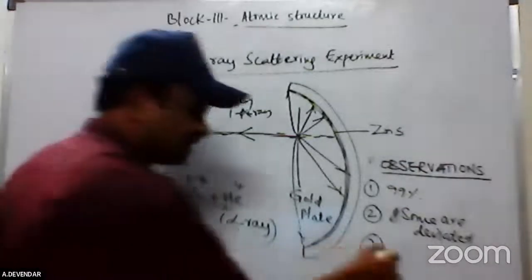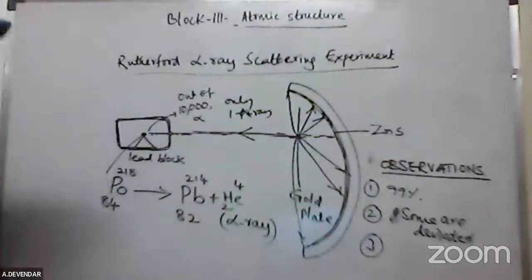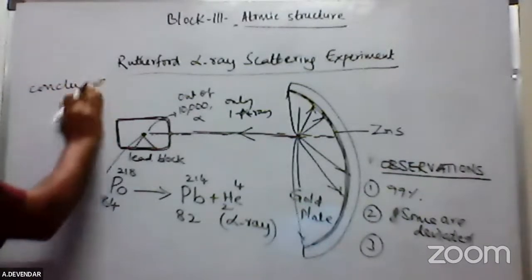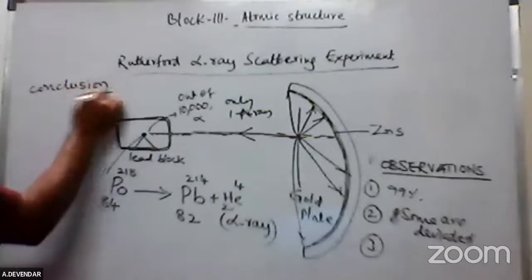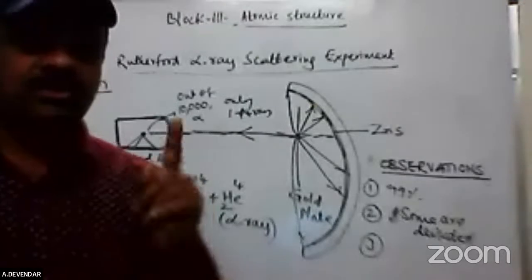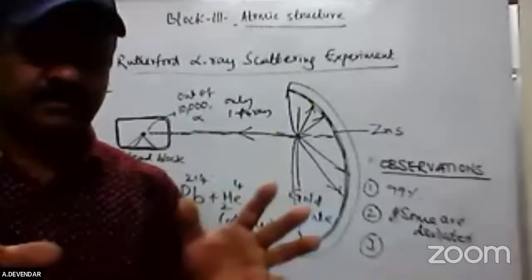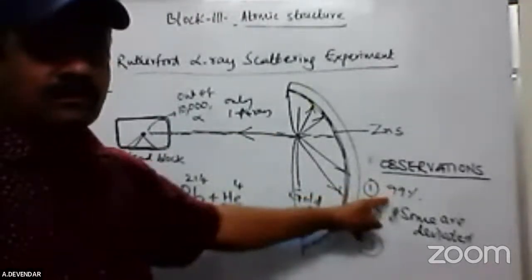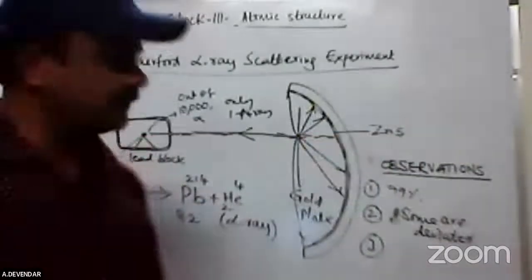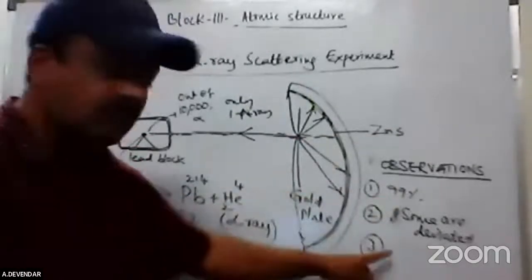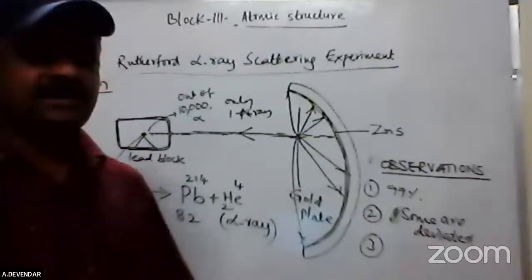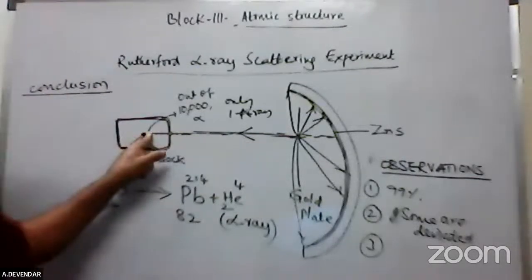By means of these three observations, he drew a conclusion. See friends, this is a 10 marks question for your examination. Please draw the diagram, it is very important. Experiment setup and observation: most of the alpha particles, nearly 99%, pass through the gold plate. Some are deviated, and one out of 10,000 is deflected along its back path, coming back to the source.